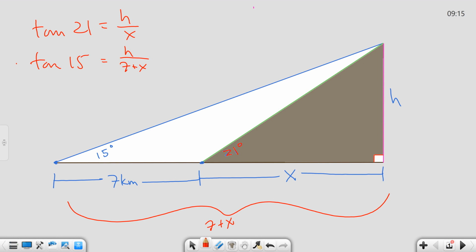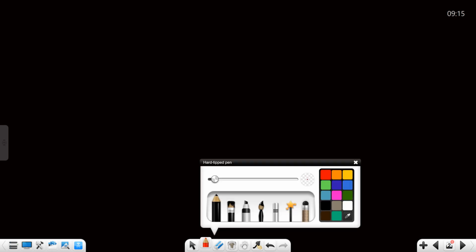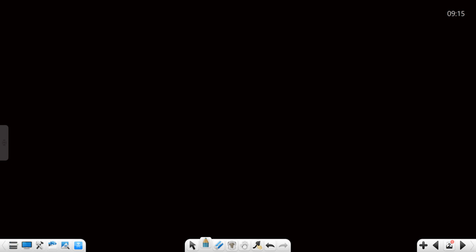But I should be able to solve for h and x now because I have two variables, two unknowns. Basic law of algebra says it should be solvable. So we're going to do that, and this is going to be fun. Let's use that one. Our equations are the tangent of 21 is h over x, and the tangent of 15 is h over 7 plus x.